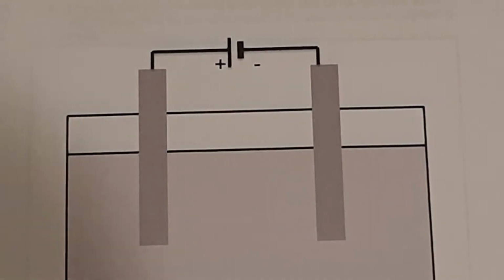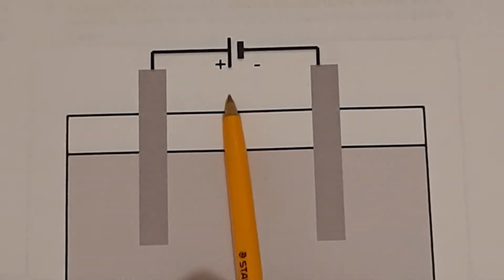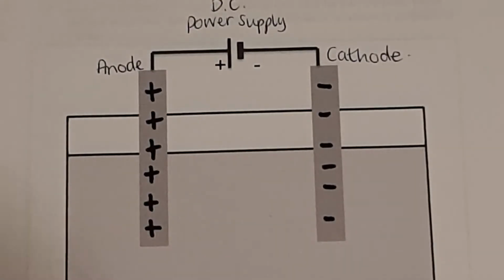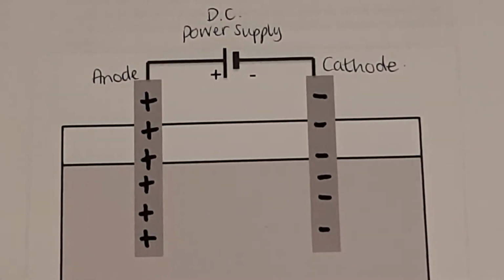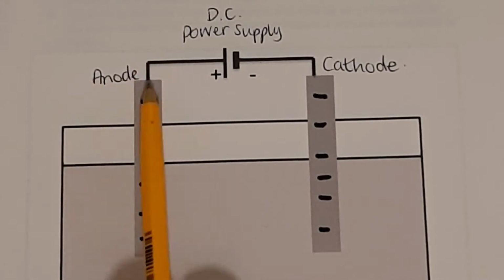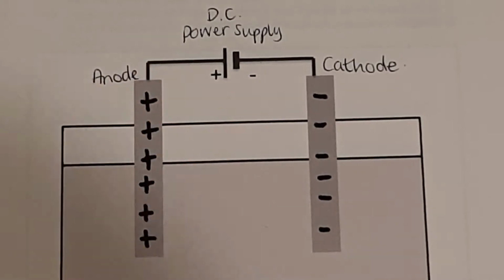So we're going to have a look at labelling the diagram of electrolysis. Now we start out here with our DC supply. So our DC power supply here, which is usually provided by a battery, and we have our cathode, which is negatively charged next to the negative terminal, and our anode, which is positively charged next to the positive terminal.